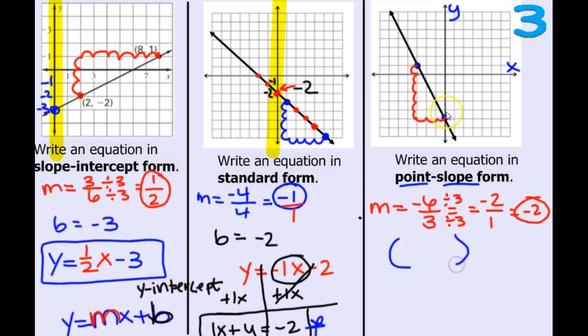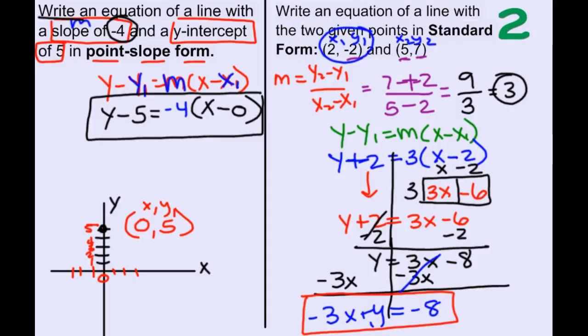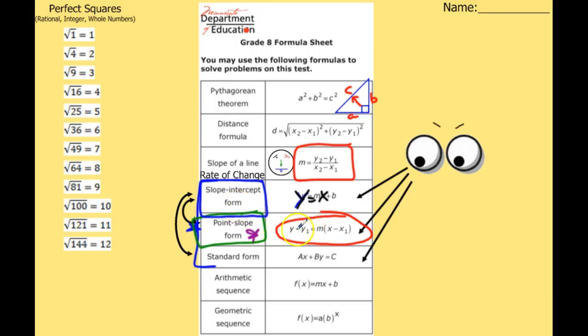So the point that I'm going to pick, maybe I'll pick this point right here. So x first, I'm going to the left, -1, -2, -3, and then up just 1. If you want to use the other point, you can. So this is my x1 and my y1. Remember, point-slope form is just y minus y1, so we're not solving, just writing it in that form.